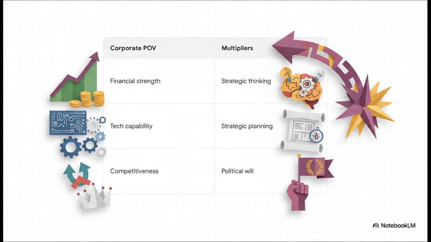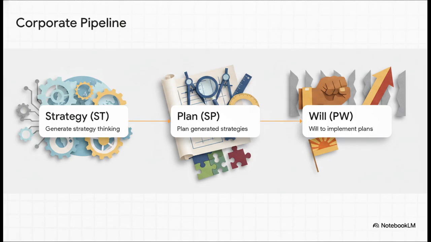But you can add those present and potential values together all day long. Without those strategic multipliers on the right side of the equation, thinking, planning, and will, that company is going absolutely nowhere. Because the corporate pipeline is exactly identical. Step 1, generate that strategic thinking. Step 2, carefully plan those strategies out. Step 3, corporate will. Does the company have the actual grit to implement the plan? This pipeline dictates whether a business can organize its resources and actually drive an idea through a stubbornly resistant corporate culture all the way to completion.